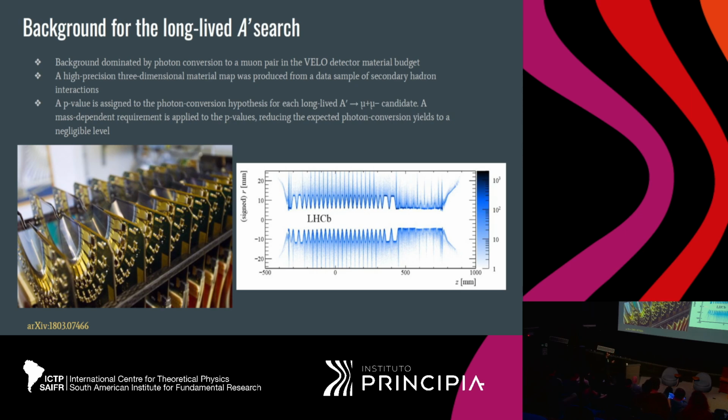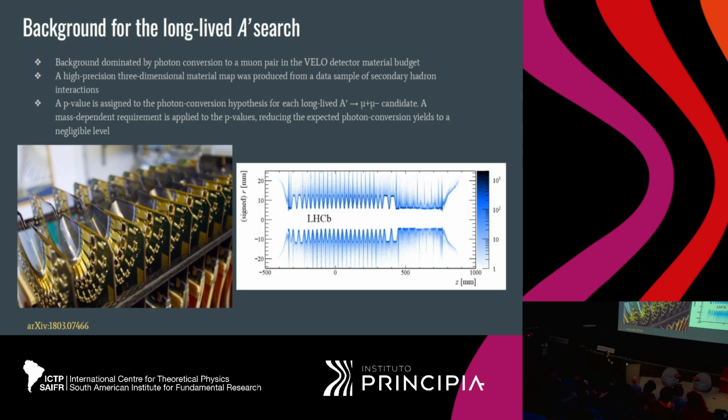For example, this one is due to the fact that you may have a photon produced in the primary vertex that crosses the layers of the Velo detector, which I remind you is the most inner part of the tracking system, and then it can convert into a pair of muons, and then you may think that those muons were actually coming from the decay of a dark photon which had traveled up to the tracking detectors and then had decayed.